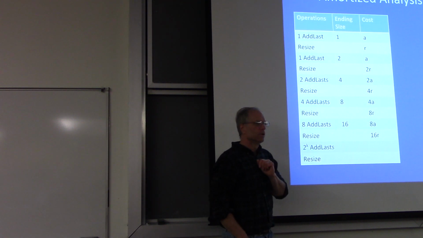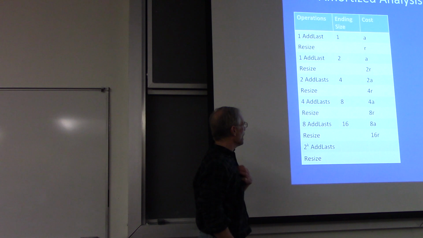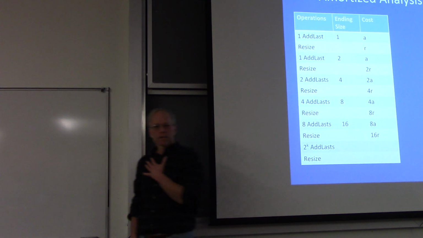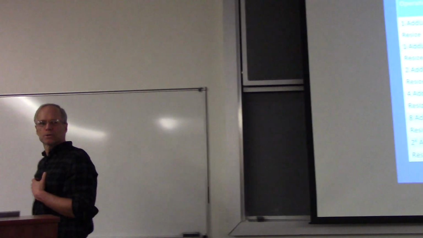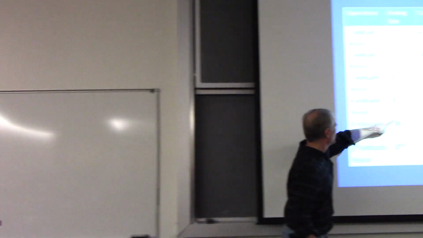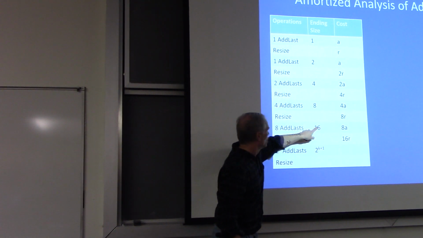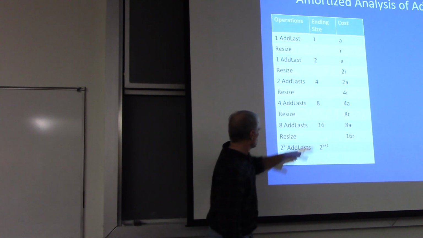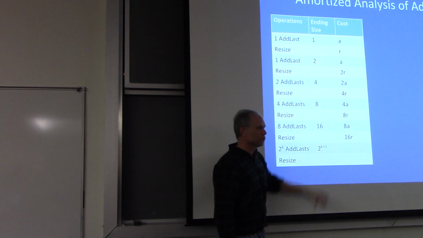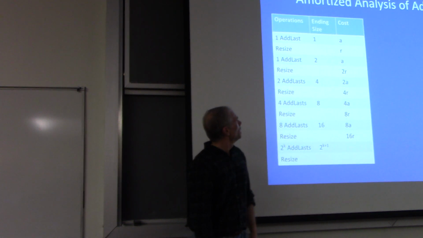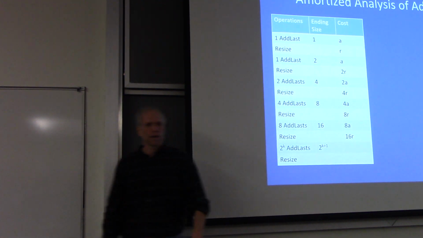Then we get here. We do 2 to the k add lasts. What will be the size of the array after we do those 2 to the k add lasts? 2 to the k plus 1, because it doubles each time. So the previous time it would have been 2 to the k. You can also see, we do 8 add lasts, multiply it by 2, that's the current size of the array. We did 4 add lasts to get us to 8, so we did 2 to the k add lasts to get us to double that, 2 to the k plus 1. What was the cost of those 2 to the k add lasts?